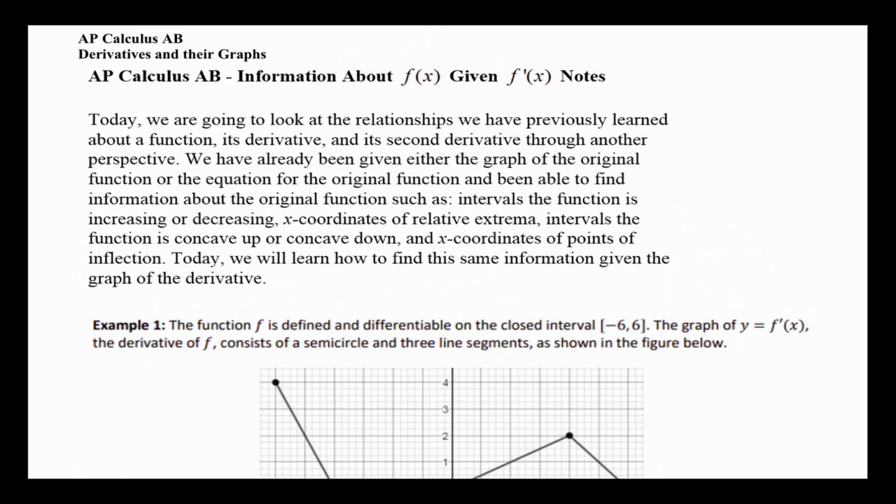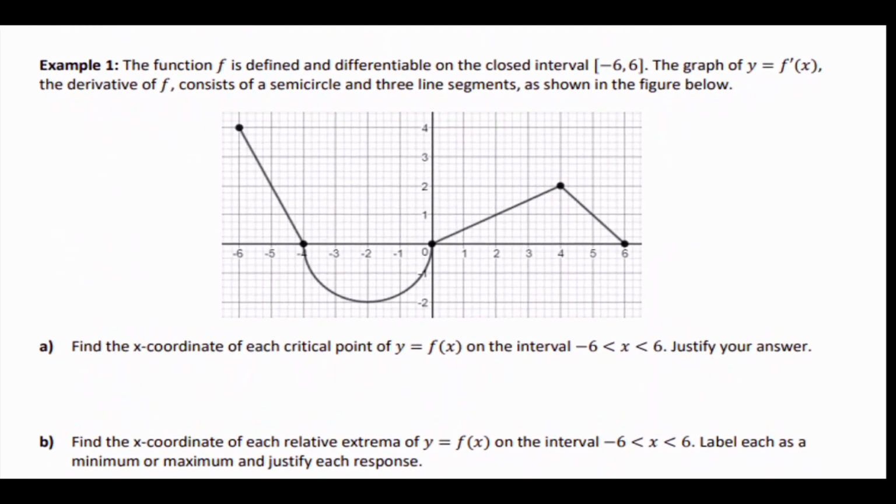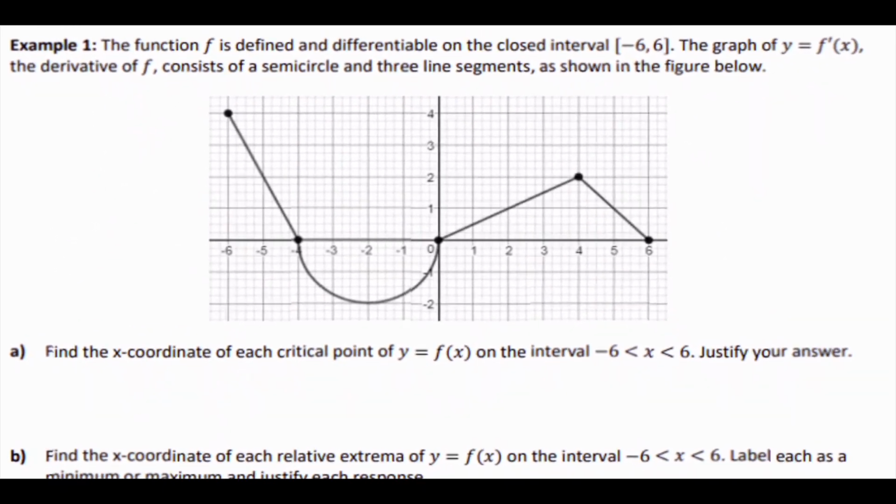Okay? So like I said, we're just looking at a bunch of graphs today, really just two graphs. Okay, so first thing to do is read the prompt. So I'm going to read the prompt and label some things that we can. So the function f is defined and differentiable on the closed interval from -6 to 6. That means there is a function that exists from -6 to 6, and it has derivatives.